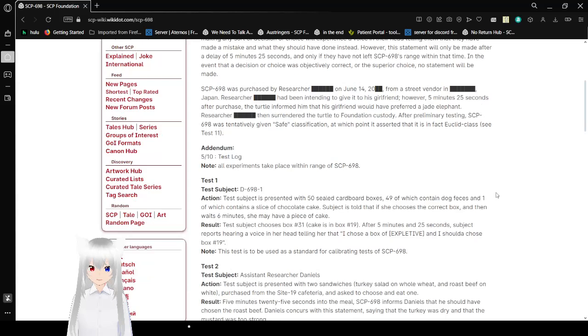After preliminary testing, SCP-698 was tentatively given safe classification, at which point it asserted that it is in fact Euclid class. See Test 11.